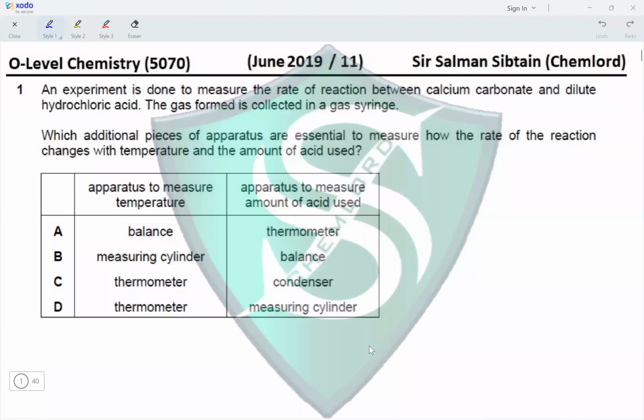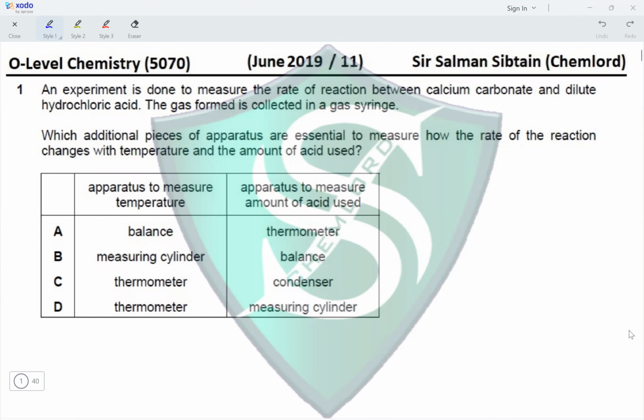Hi guys, this is O-level chemistry, paper 11, June 2019, question 1. An experiment is done to measure the rate of reaction between calcium carbonate and dilute hydrochloric acid. The gas formed is collected in a gas syringe.